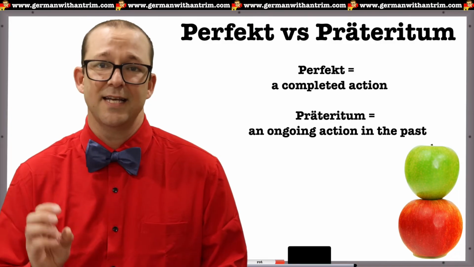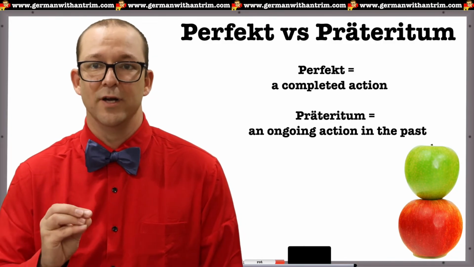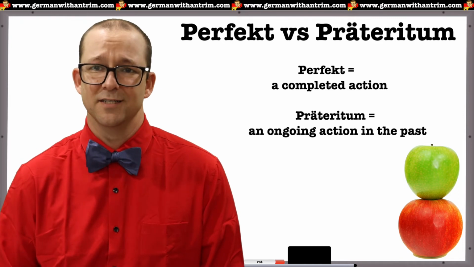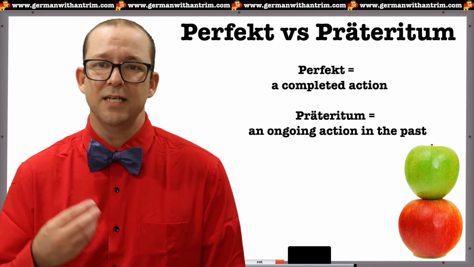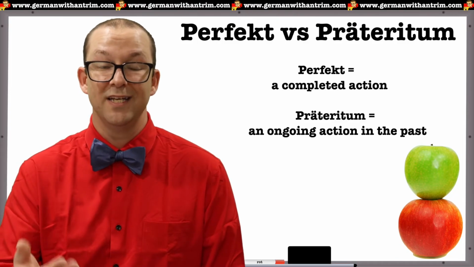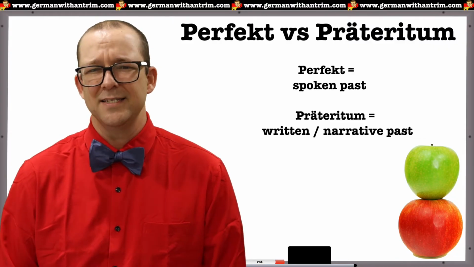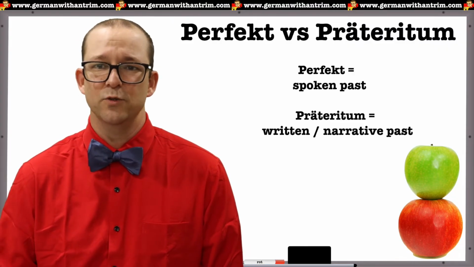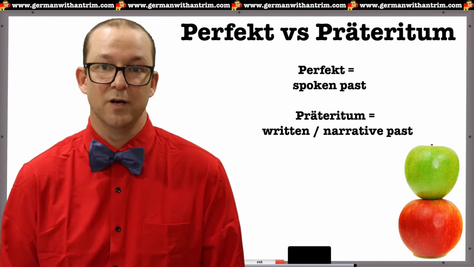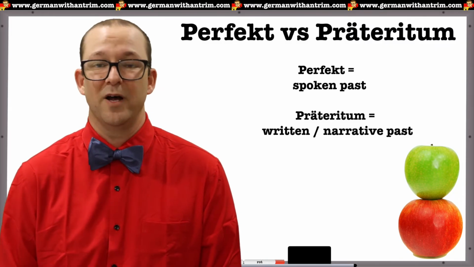The perfect tense technically expresses an action that is already complete from the reference point of now, very similar to what it does in English for the perfect. The Präteritum tense technically expresses an action that is ongoing in the past. In reality, the difference is negligible. Nowadays, the perfect tense is generally used when speaking about past events in German, and the Präteritum is used when writing or telling stories about past events.